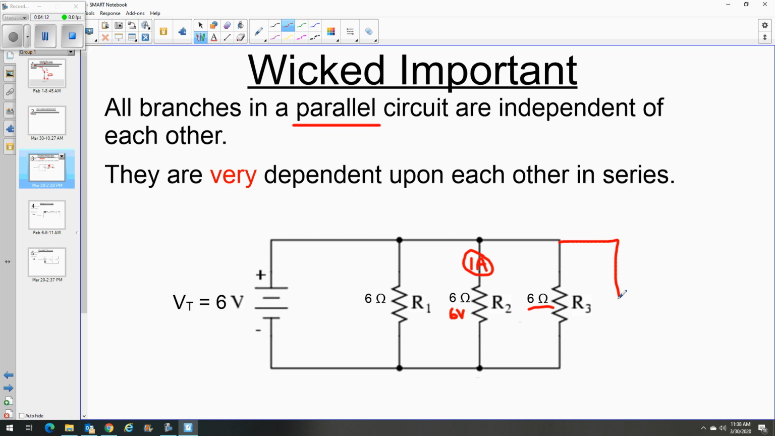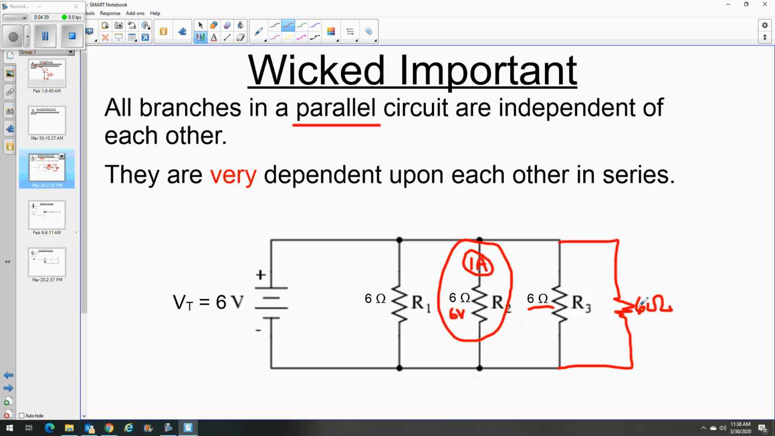If I then were to add a fourth resistor out here, and let's say it's also 6 ohms, but that really doesn't matter. Will that affect anything going on in this branch? Well, we still have a 6-ohm resistor for R2, and it still gets 6 volts of potential difference. So 1 amp of current is still going to flow down that second branch. So adding the fourth resistor did not affect branch 2 at all.